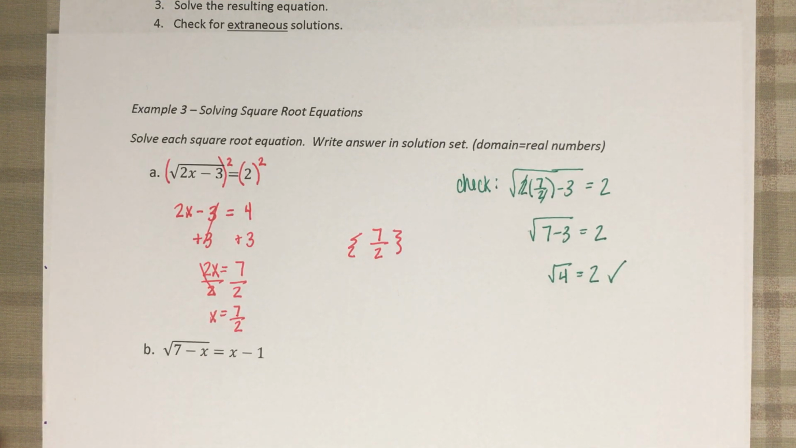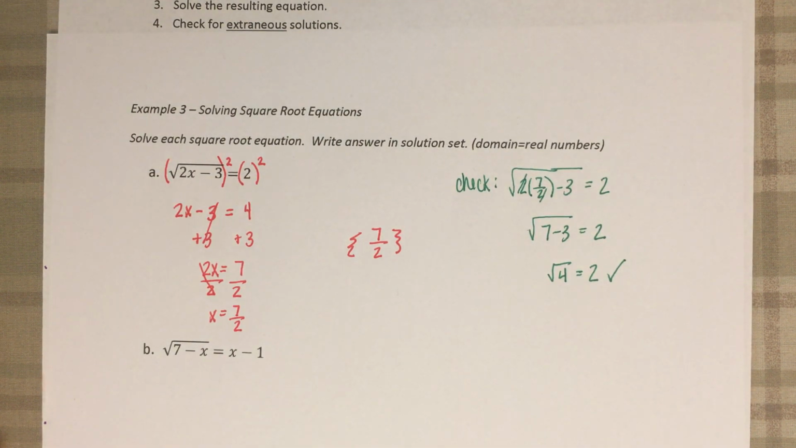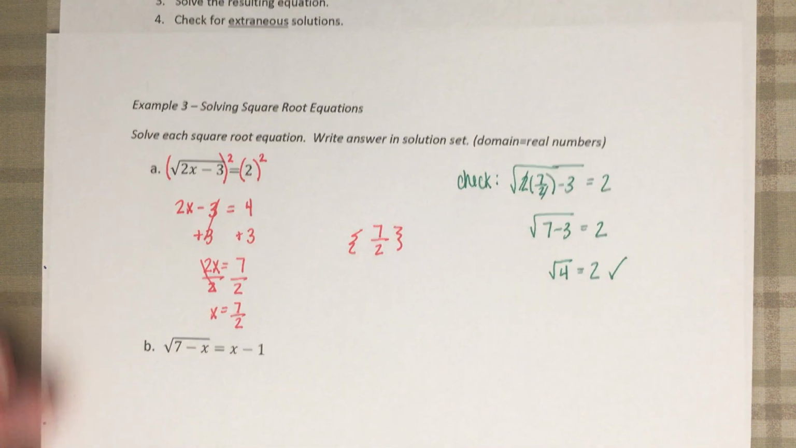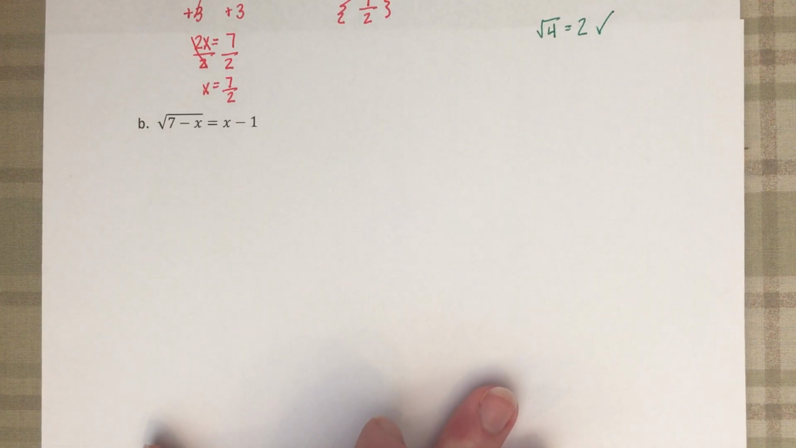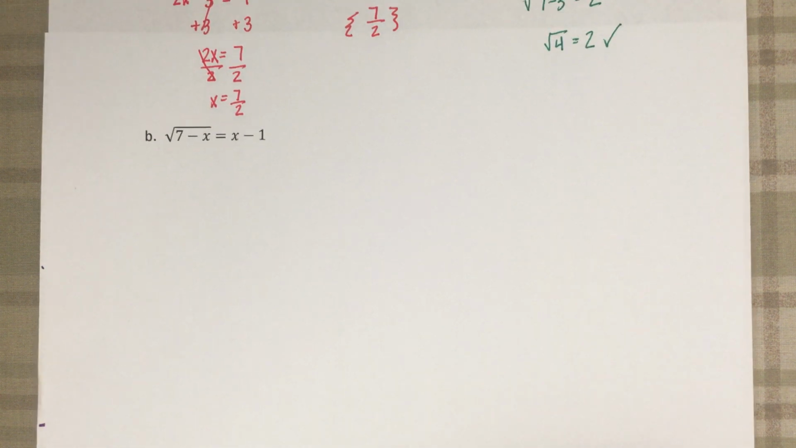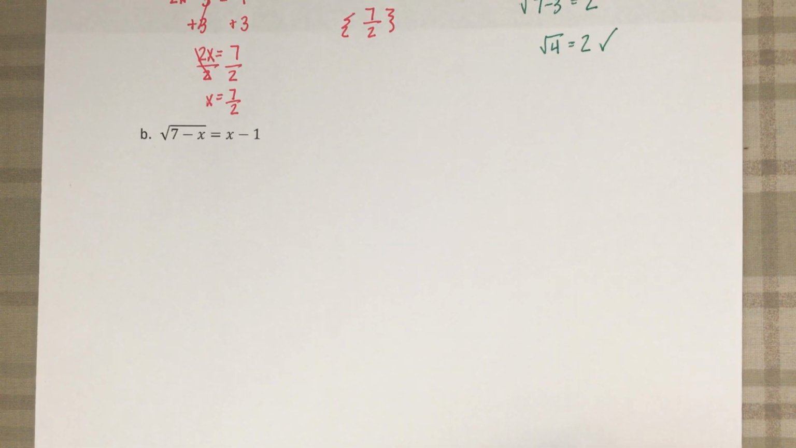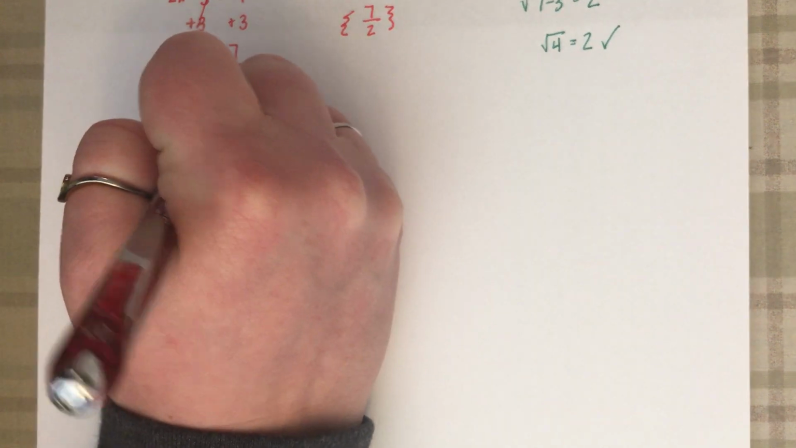Again, generally, if you only end up with one solution, almost always it's going to check for one solution. But in our next example, example B, we're going to have 2 solutions, and only one of them is going to work. Right. So for B, we start with our square root of 7 minus x is equal to x minus 1. We are going to square both sides.